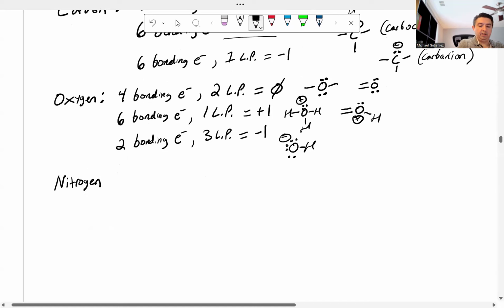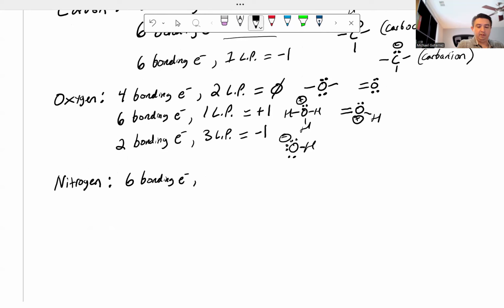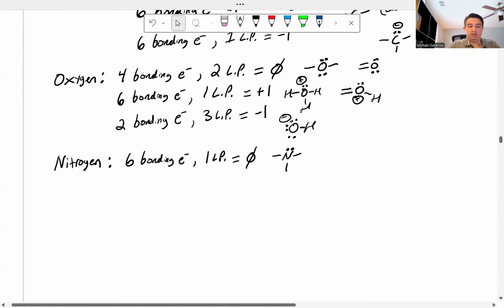And then let's do this with nitrogen. When nitrogen has 6 bonding electrons and 1 lone pair, its formal charge will be 0. Most commonly, those 6 electrons will be single bonds, and then it will have a lone pair. There are some other cases we'll get to where you'll have a double bond to nitrogen or even a triple bond, but that's more of an exception than a rule.